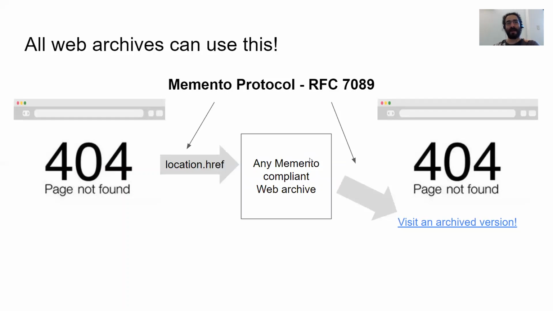Arquivo404 uses the TimeMap defined by the Memento protocol to search for the missing web page. It can be configured for any web archive to be used, as long as they are compliant with Memento.